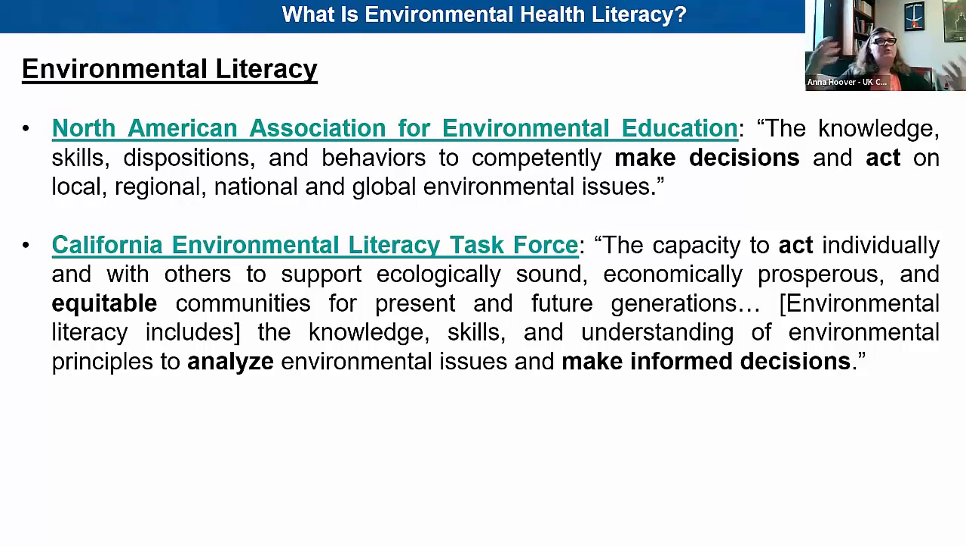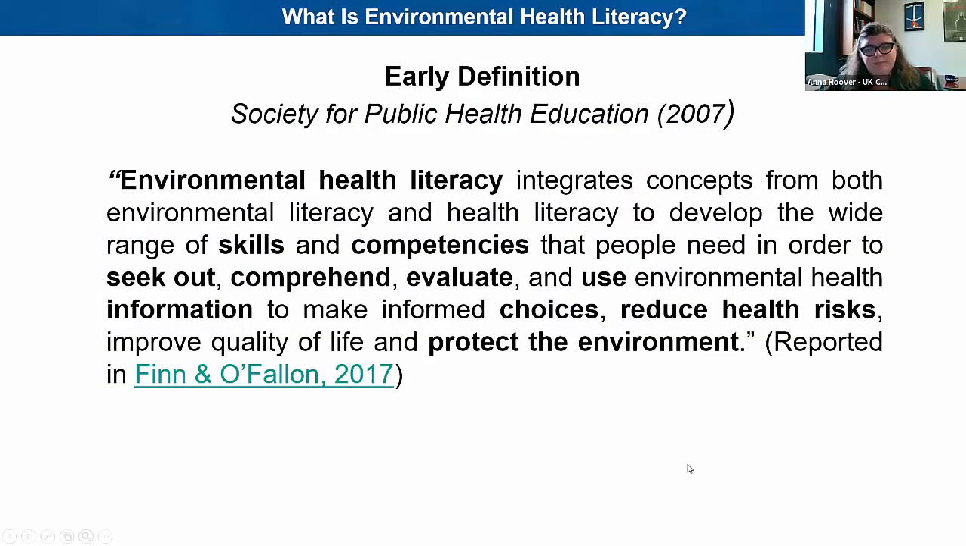So you've got two very different types of literacy when you look at health literacy and environmental literacy. You've got different paradigms guiding those specific fields or subfields. So all of this is swirling around the 2000s, and the Society for Public Health Education says, okay, let's put them together, right? Let's come up with this environmental health literacy.